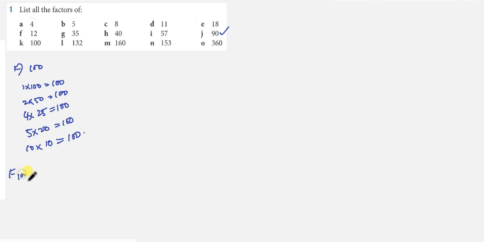So F100 is equal to 1, 2, 4, 5, 10. No need to write 10 again. 10, 20, 25, 50, and 100.